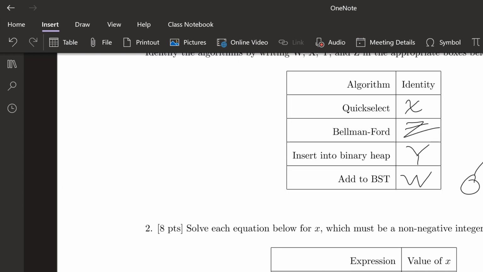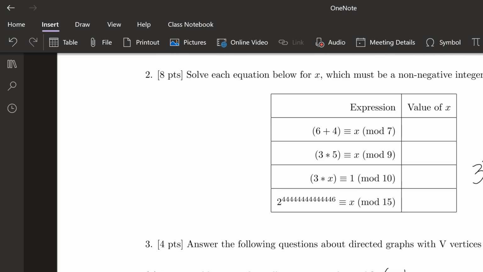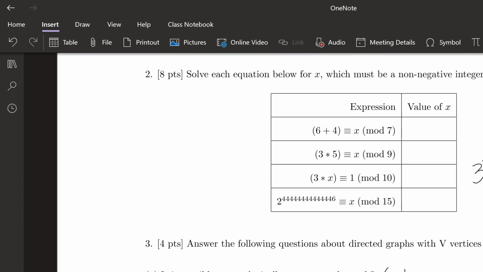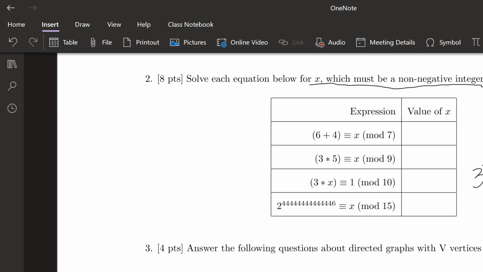Oh, here's another fun one. All right, number 2, solve each equation below for x, which must be, I'm going to underline this one too, x must be a non-negative integer less than the modulus. So x cannot be a fraction, and x cannot be negative. It's really important for some of these, and I think in your next lecture you're going to go over modular inverses. There's a question like that on the homework already, if some of you have seen it. So we can probably go through these ones pretty quick.